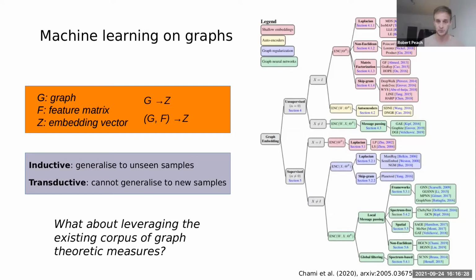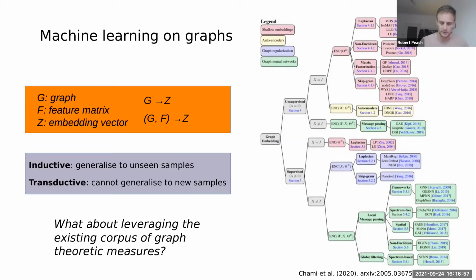Inductive would be maybe if I'm doing graph classification, I learn some embedding space for each of my graphs, and I'm trying to predict for a new graph. And so in this case, it would generalize to unseen samples. And so you can split these machine learning on graphs methods into inductive and transductive. So a lot of these methods are a very deep learning approach. Not all of them, but a lot of them.